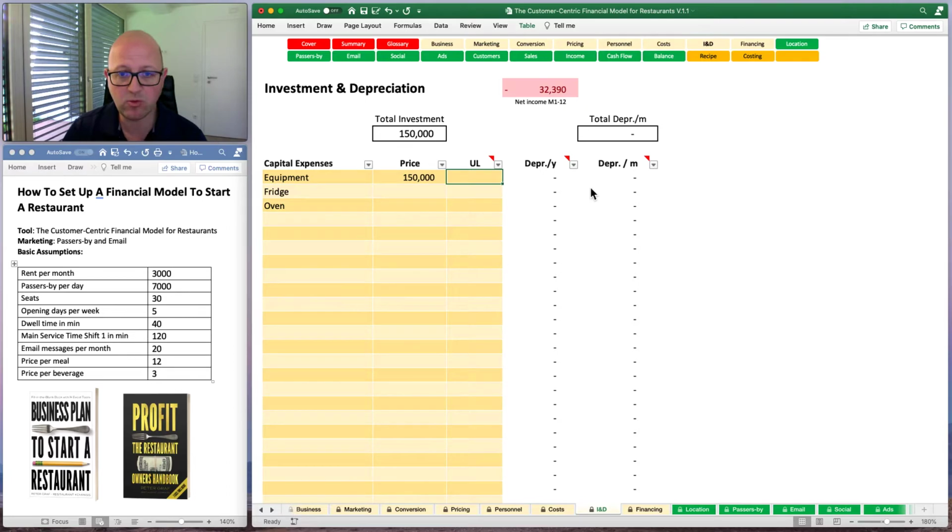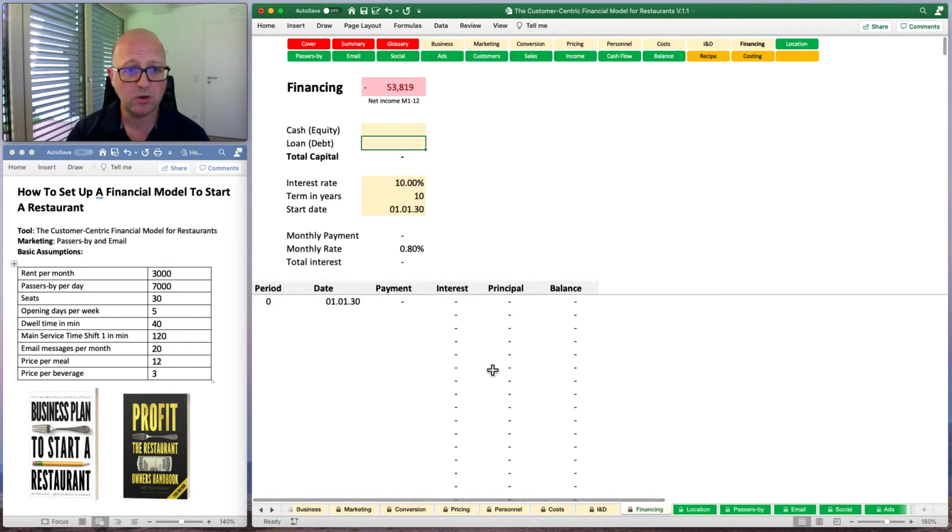We also need the useful life. Useful life is the period of time that you can use this equipment. Let's guess we can use this equipment for 7 years and then we have to replace it with a new one. And this results in a depreciation of $21,000 per year and $1,786 per month depreciation.